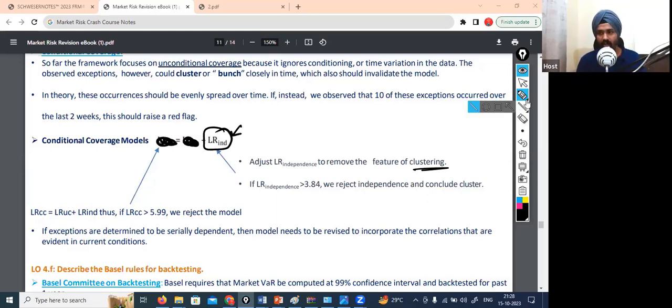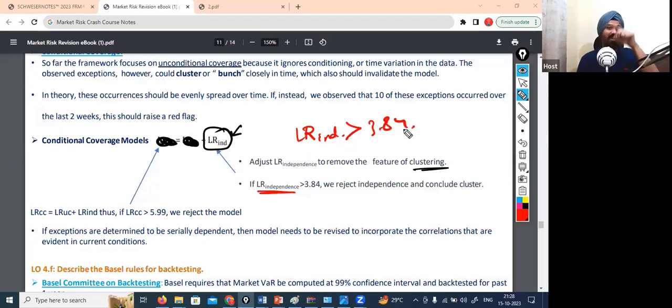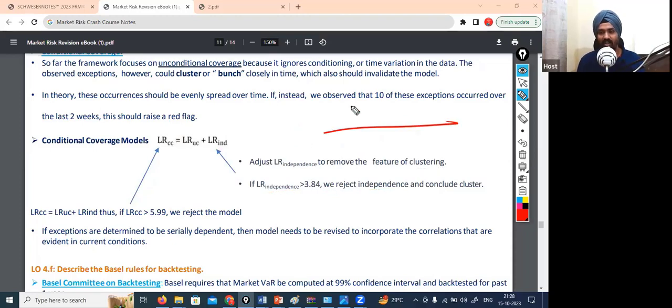So I can do the hypothesis for this as well. And remember, if the log likelihood ratio on the independence test is greater than 3.84, which was the same critical value as for the unconditional coverage, then that means we can reject. So if the critical value is 3.84 and my test statistic for the independence test falls in the rejection region, then I can reject independence.